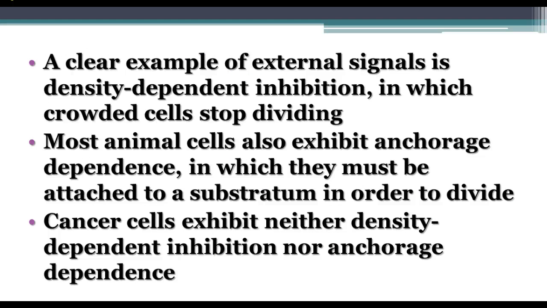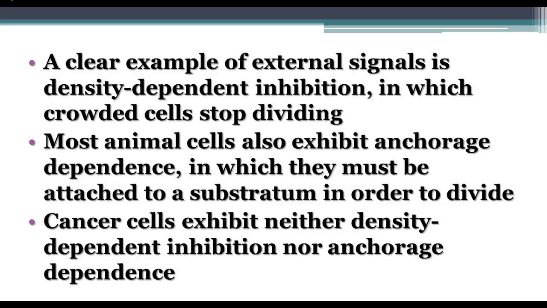External signals would also include things like density-dependent inhibition. So when the cells are crowded, they stop dividing. If you remove cells from the culture, then there would be a signal that would say, okay, we've got an empty space here that needs to fill up, and that would stimulate cell division along that area until the cells come in contact with each other again, and then it stops.